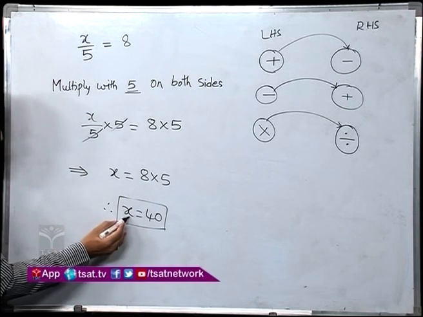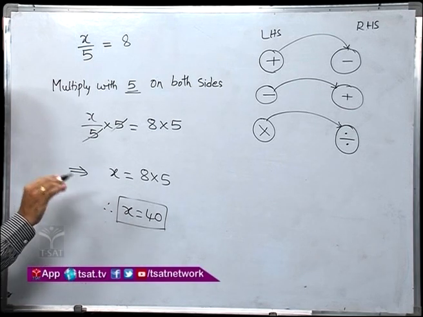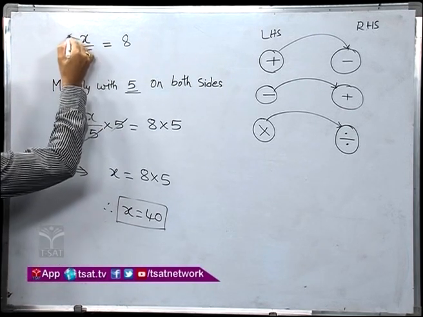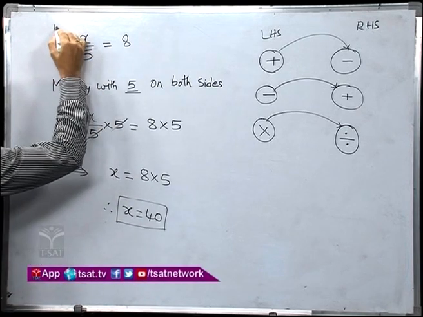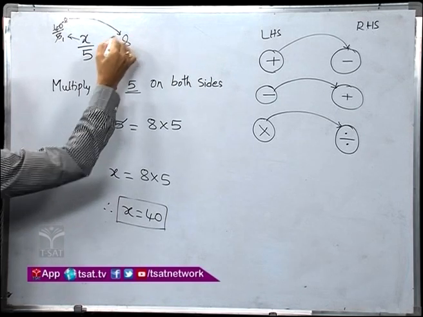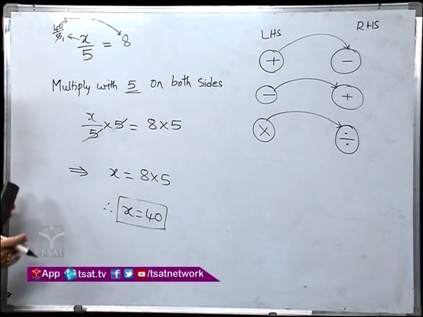Let us find whether this is the solution or not by substituting here. That means in place of x, write 40, that is 40 by 5. 5 ones are 5, 5 eights are 40, that is RHS. Therefore, this is the solution of the given equation.